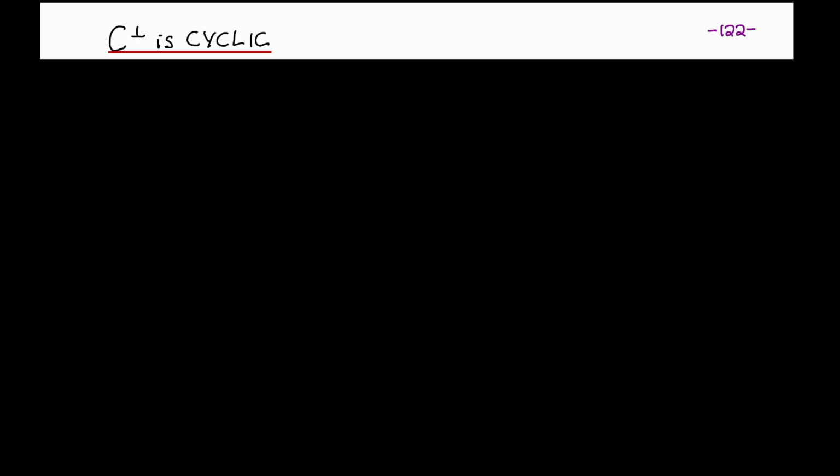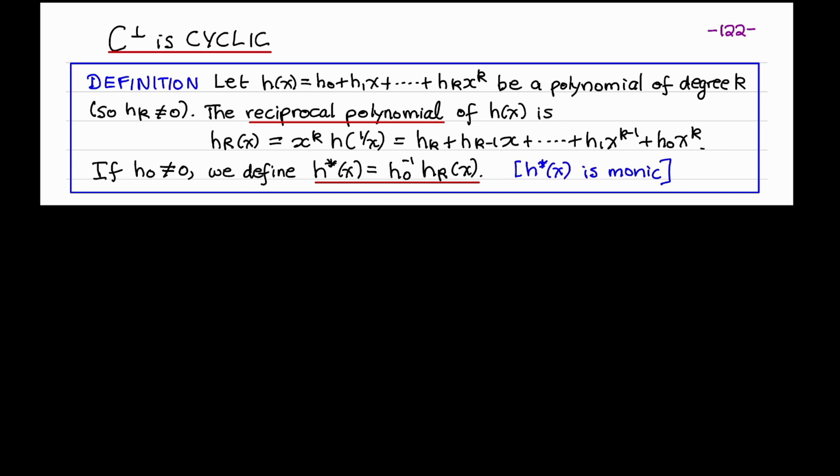I'm ready now to prove our main result, which is that the dual code of a cyclic code is also cyclic. I'll need the following definition. Let h be a polynomial of degree k. Degree k means that the leading coefficient h_k is non-zero. The reciprocal polynomial of h, denoted h^r, is defined to be x to the power k times h evaluated at 1 over x. You can check that this expression is a polynomial of degree at most k, whose coefficients are the coefficients of h, but written in reverse order. Note that the leading coefficient h_k of h is now the constant term in the reciprocal polynomial, whereas the constant term h_0 is now the coefficient of x to the k in the reciprocal.